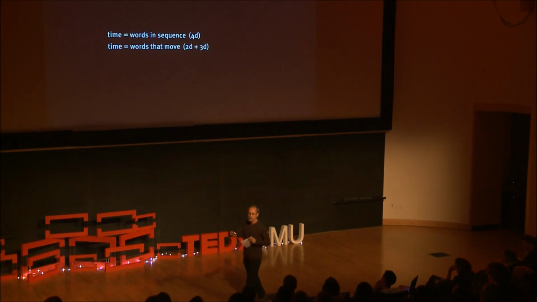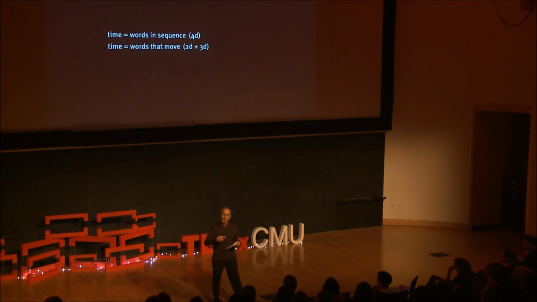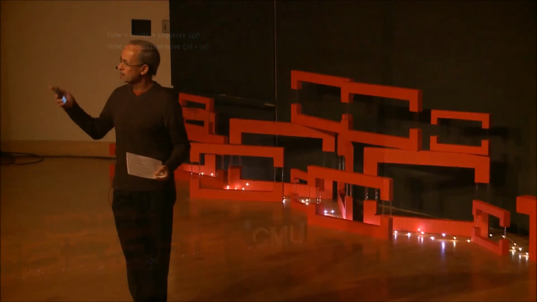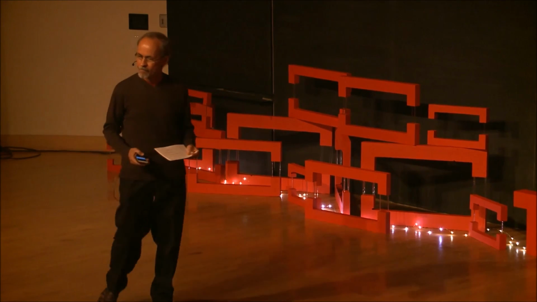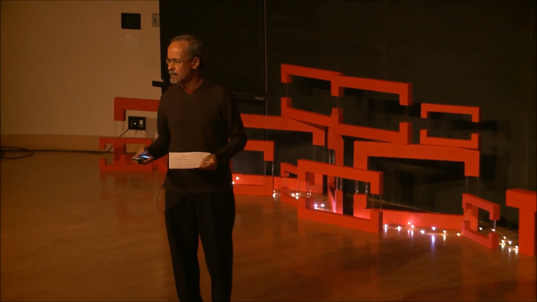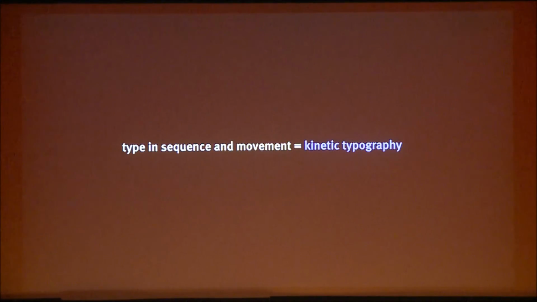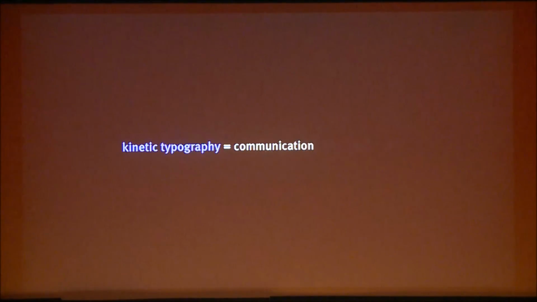The first example, you had a sequence. You had a statement, another statement, another statement. They moved in time, but they were basically sequenced. Whereas in the second one, you had actually motion. You had sequence and motion as well. Sequence has meaning. Movement has meaning. Type in sequence and movement produces what I call kinetic typography. I like that term because the root of the word kinetic actually means movement.